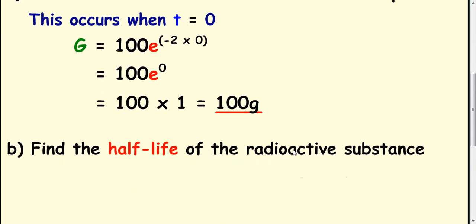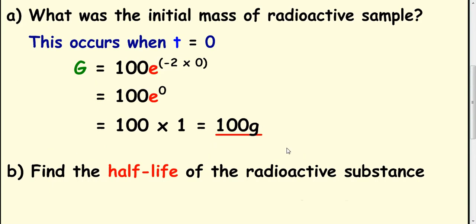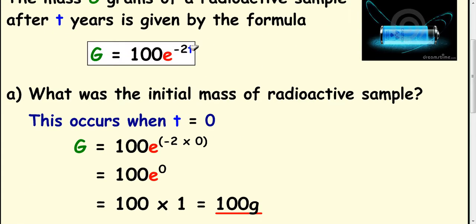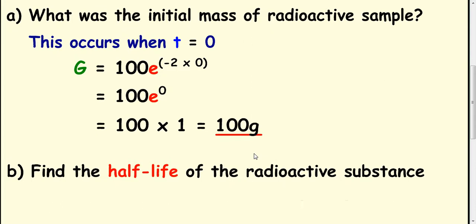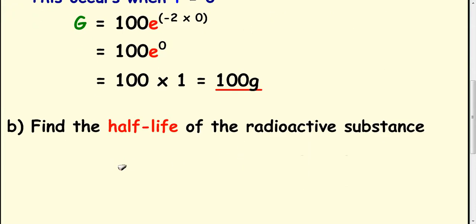Part B of the question says, find the half-life of the radioactive sample. Now the half-life is the amount of time the substance takes to degenerate into half its original size. So if we think about this, in this formula here, we're trying to work out t, and we want g to be half the initial mass. Now if we're saying the initial mass is 100 grams, then half of that would be 50.